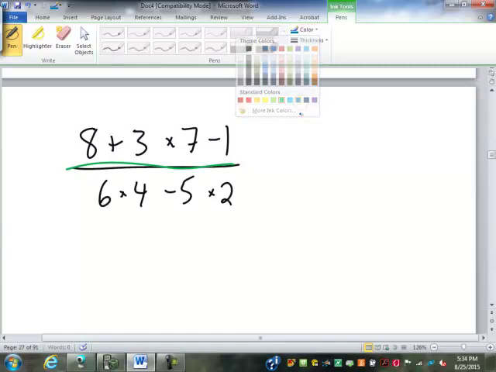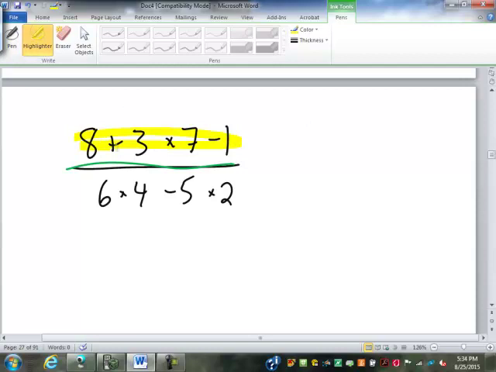What are we going to do first up there? We are going to parentheses, but the line there is basically a form of parentheses saying you have to do the top. So once we're on top, what do we have to do up there first? 3 times 7, which is 21. 3 times 7, good, that's 21. Then what? Then 8 plus 21.